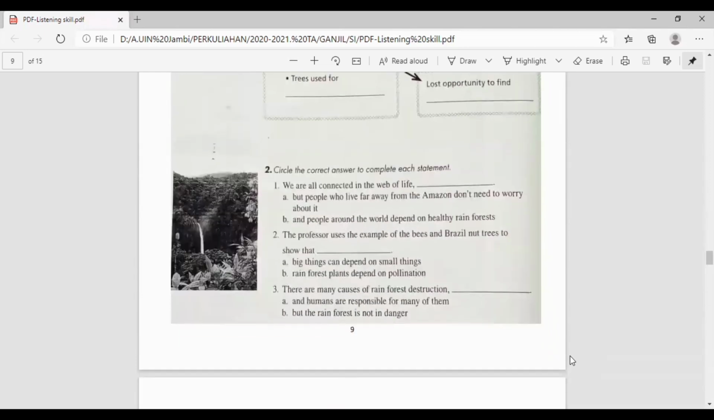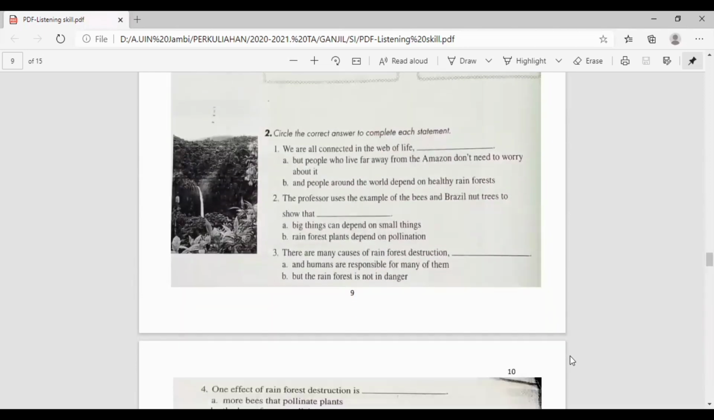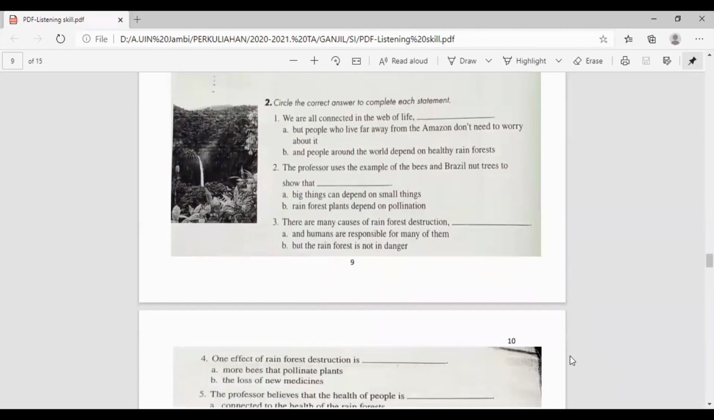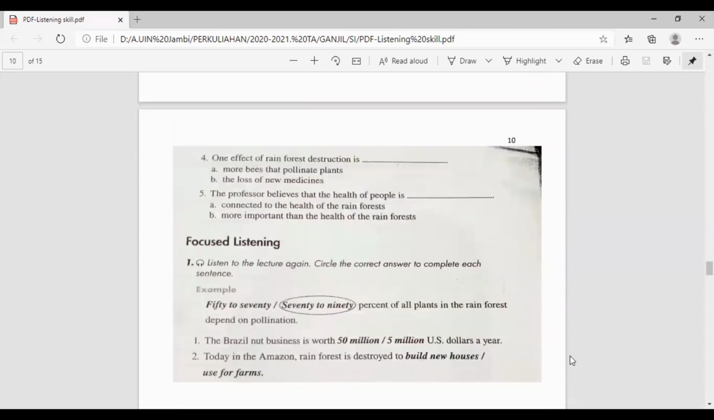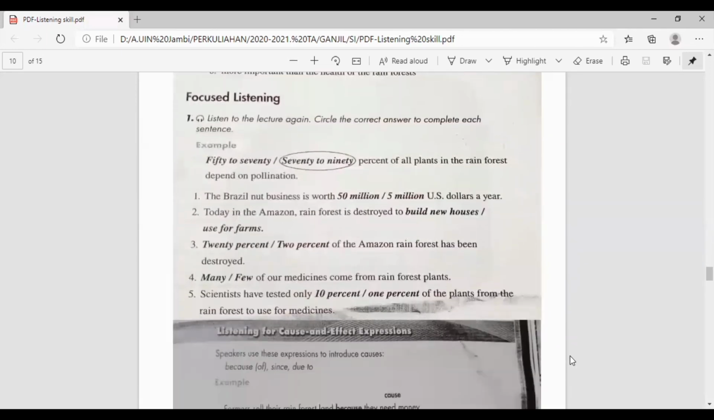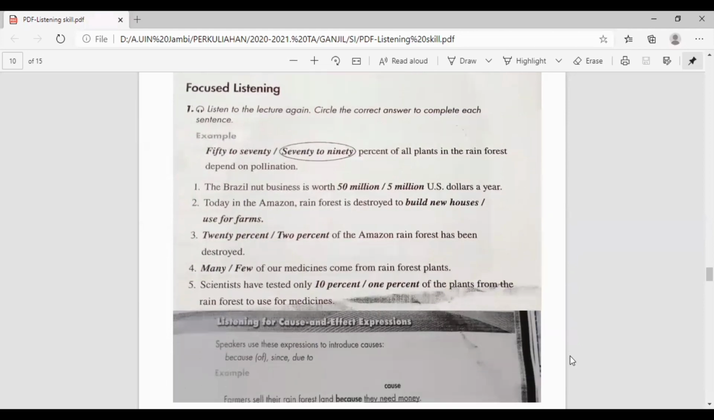Okay, now let's move on. After you finish completing the diagram or the graphs, please answer this question. Please choose question number 1 to number 5. And then after that, please listen again, play again the audio about the web of life. Listen to the lecture again and then circle the correct answer to complete each sentence.